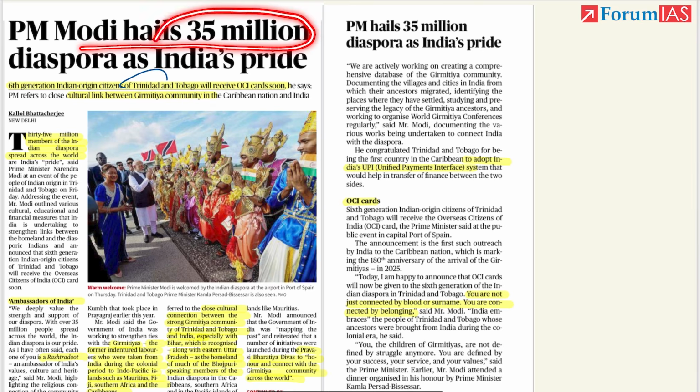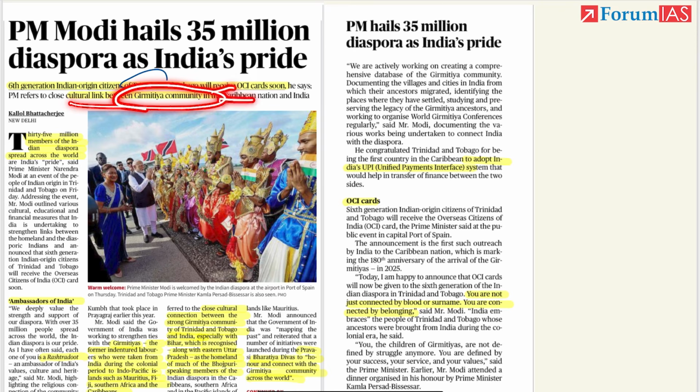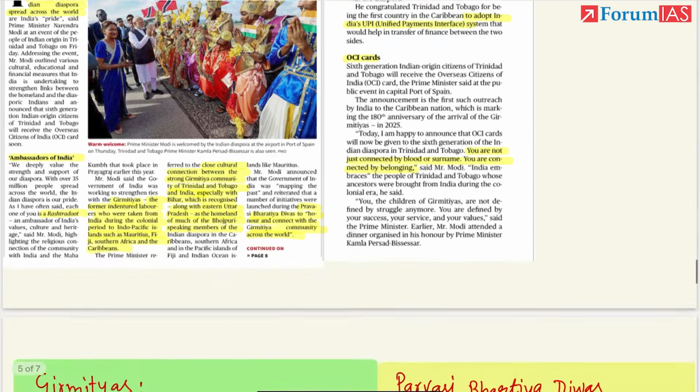PM Modi has hailed about 35 million diaspora of India. Diaspora meaning people of India who are staying outside. It is 35 million, 3.5 crore people. In Trinidad and Tobago, Prime Minister has talked about the cultural links between the Indian diaspora community. He has called them ambassadors of India, Rashtradoot. So here we will see who they are.